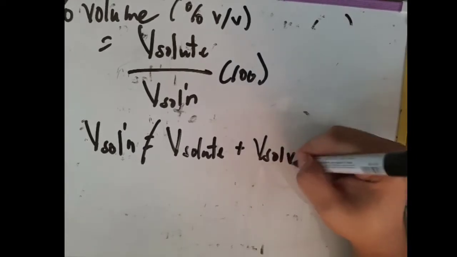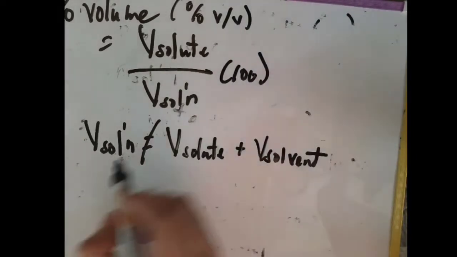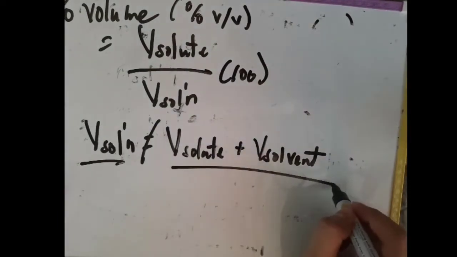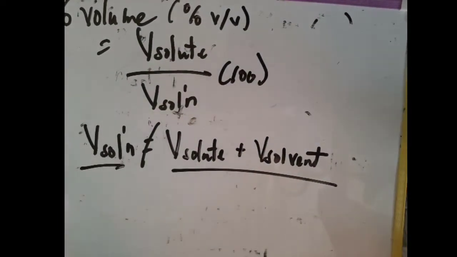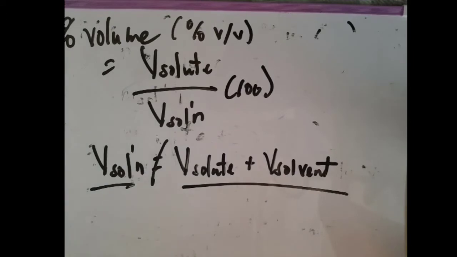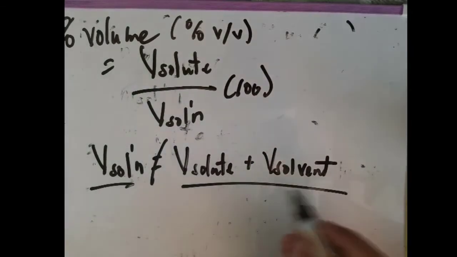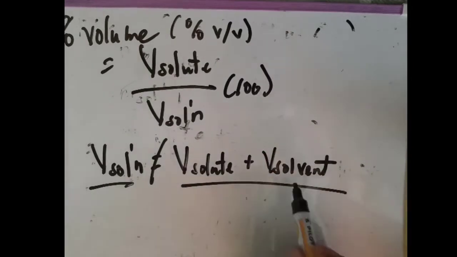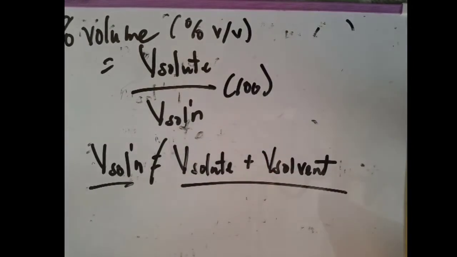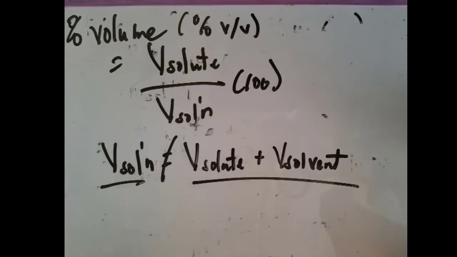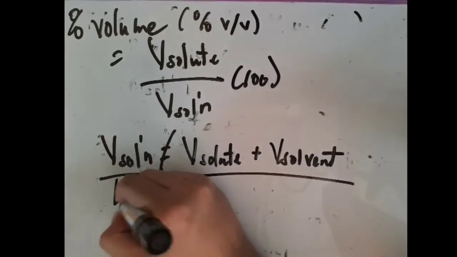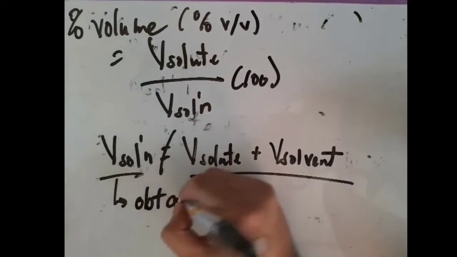There are some cases where these expressions are equal, but that is not always the case, because depending on the solute-solvent interactions, the solute can either increase the volume of the solution greater than the sum of the individual volumes of the components of the solution, or it can decrease. Okay, that is a case-to-case basis. So how do you get the volume of solution? This is usually obtained experimentally.